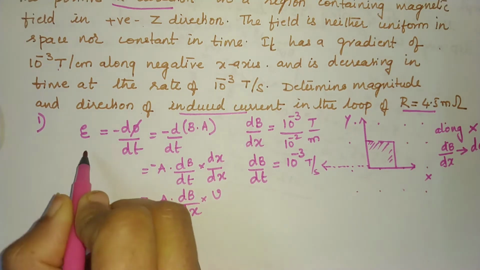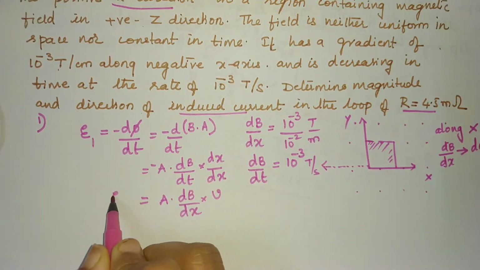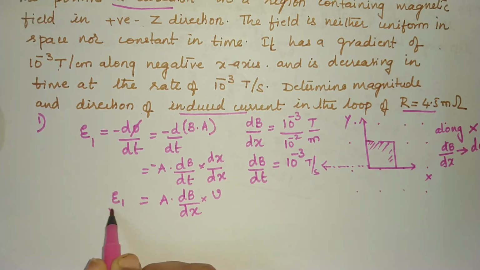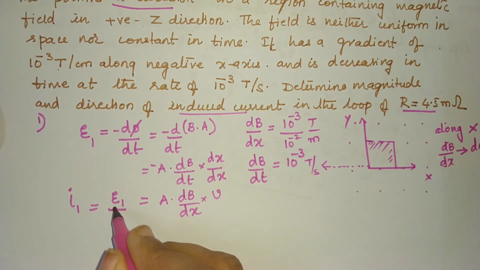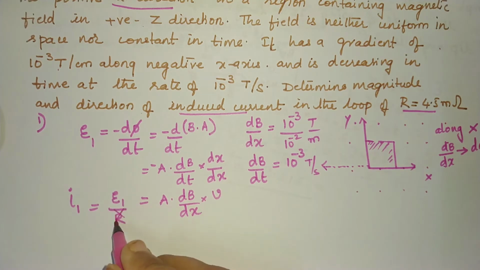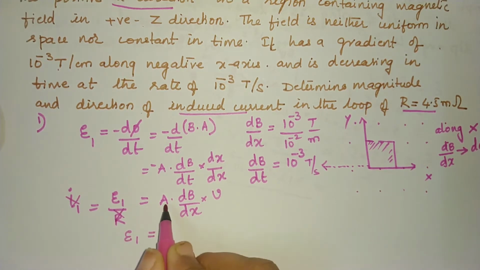And now you look at this, if I call this as E1, when I divide with resistance, I'll get the current. So let the current be I1. We'll divide with resistance later. First, let us find out what will be the induced EMF. Tell me what will be the induced EMF due to change of magnetic field with space.